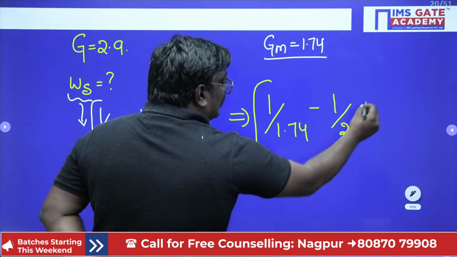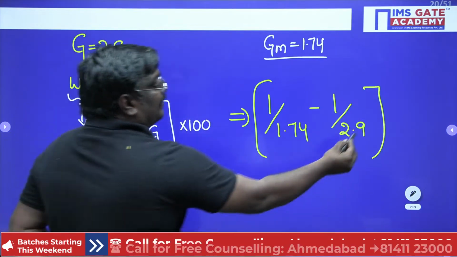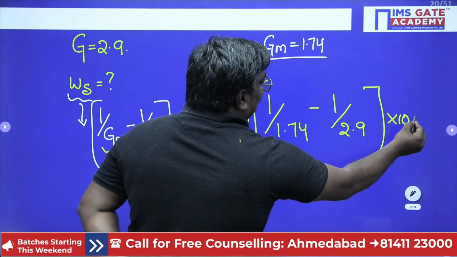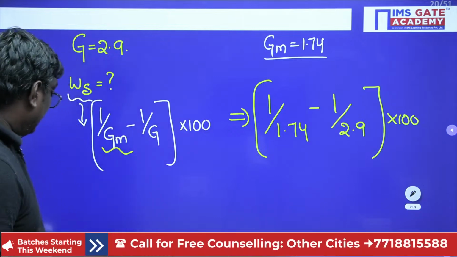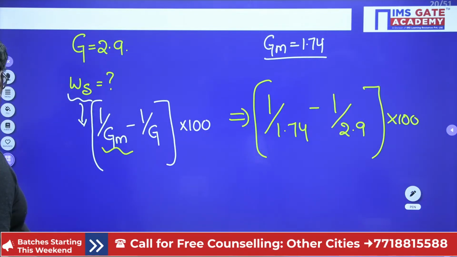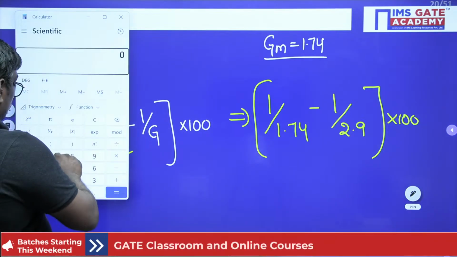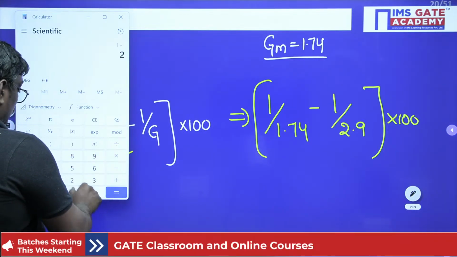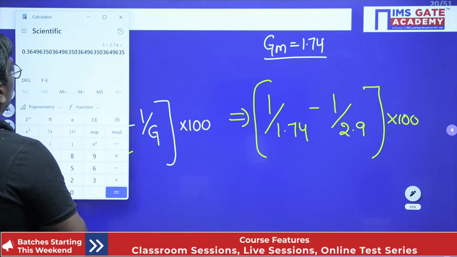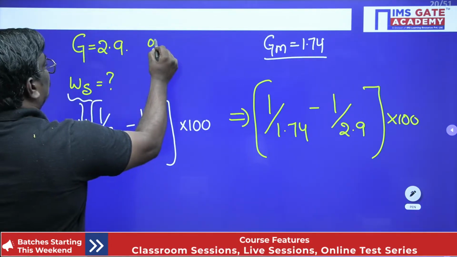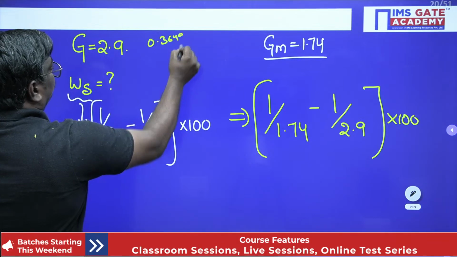Can anyone tell me what the answer is? Quickly, into 100. If you multiply with 100, you will get the answer in percentage. Can anyone tell me quickly, students? What is the answer we have here? So here, 1 divided by 1.74 is how much? You got 0.5747? Okay.